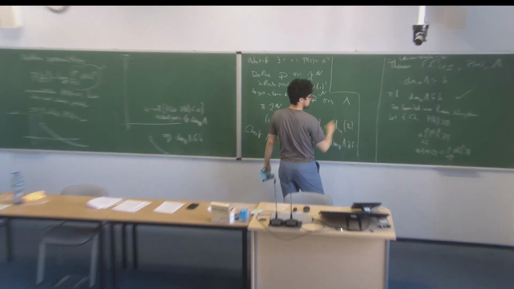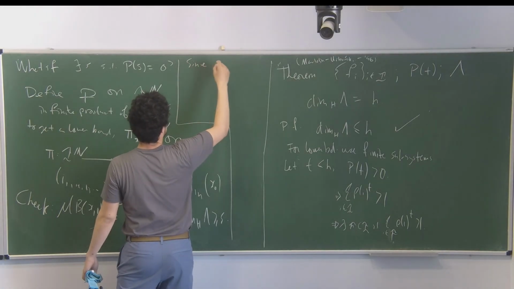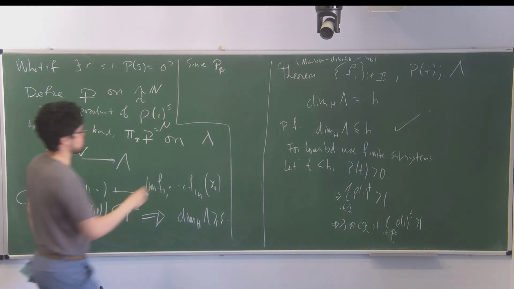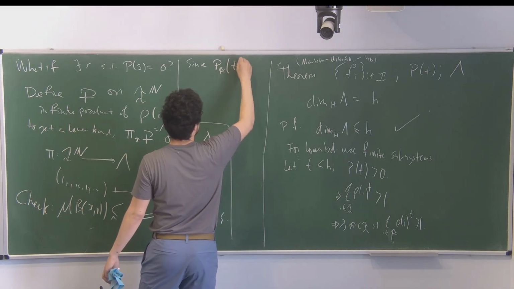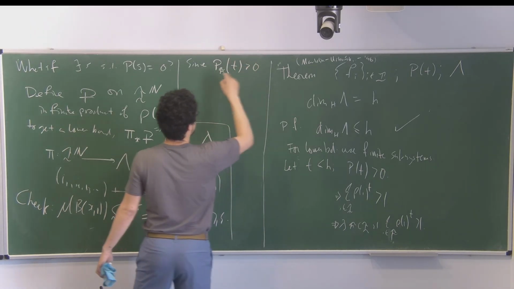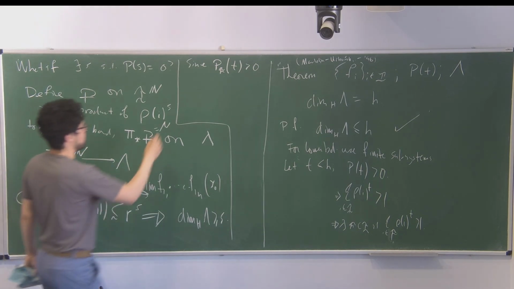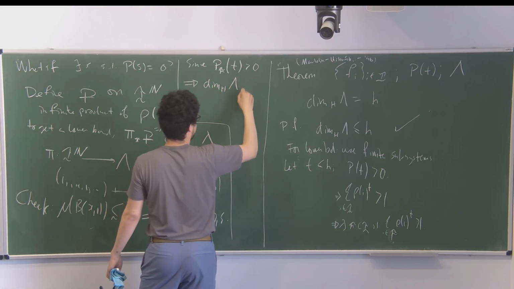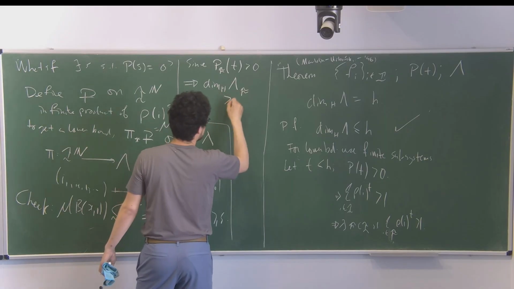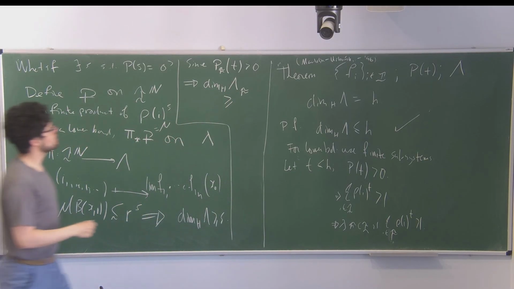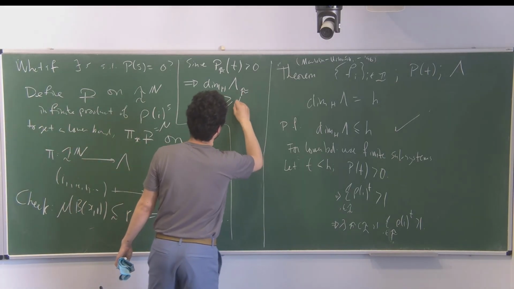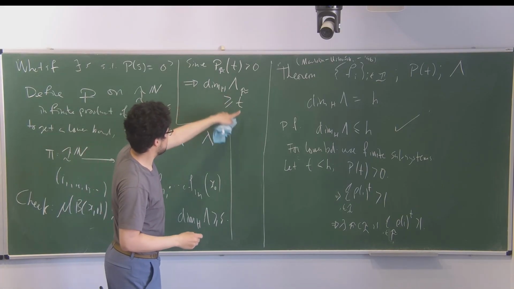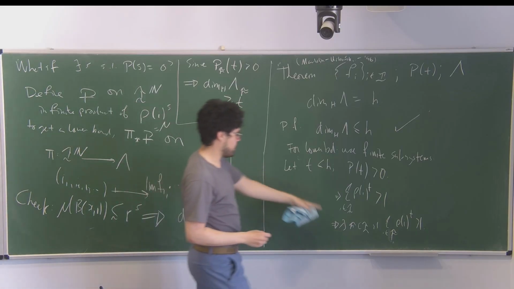So let's call P sub F the pressure corresponding to the finite subsystem. Since the pressure at t is still strictly bigger than 0, and since F is finite, this implies that the Hausdorff dimension of the attractor of this finite subsystem is greater or equal to t, which is the lower bound that we want. We found some subset of lambda with dimension at least t, and this was our goal.